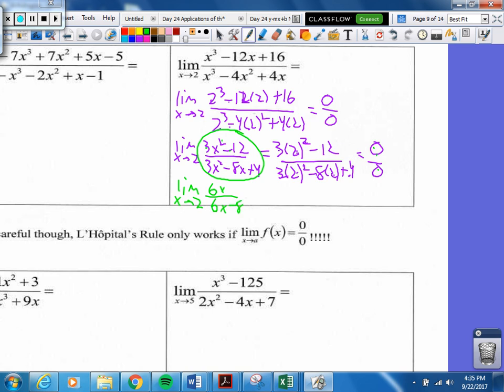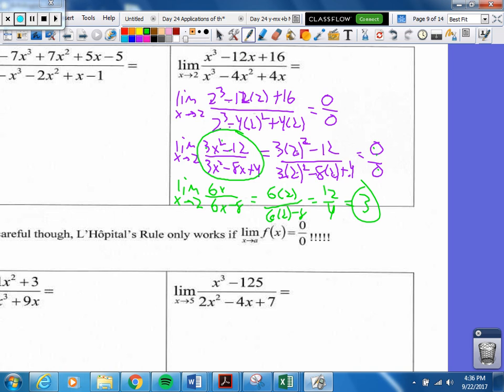Okay, let's plug in 2 again. 6 times 2 over 6 times 2 minus 8. And that is 12 over 4, which is 3. Hopefully you got that.